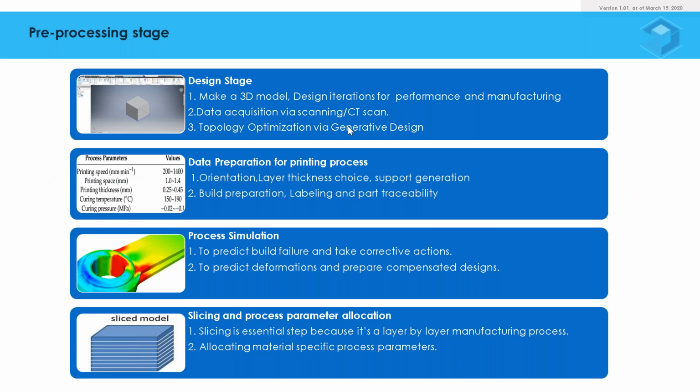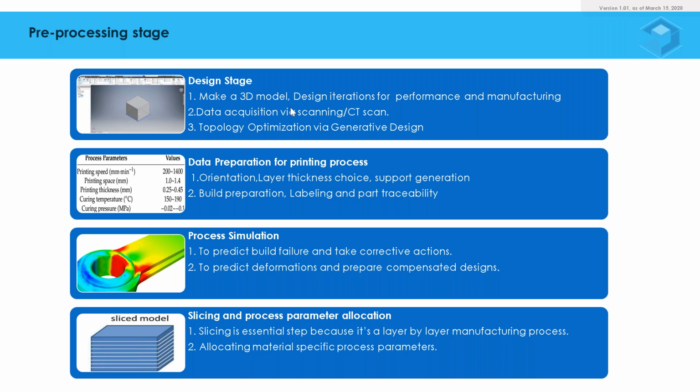So this is how the pre-processing stage looks in 4 easy steps. You need a robust design, which can be just a model or certain design iterations for performance or design for manufacturing. Data can be forward design, meaning right from scratch you draft it using computer and modeling software, or it can be reverse engineered for legacy components with data acquisition via CT scanning or laser scanning. And it can be further optimized as well. There are certain tools which can assist you to do topology optimization via generative shape design.